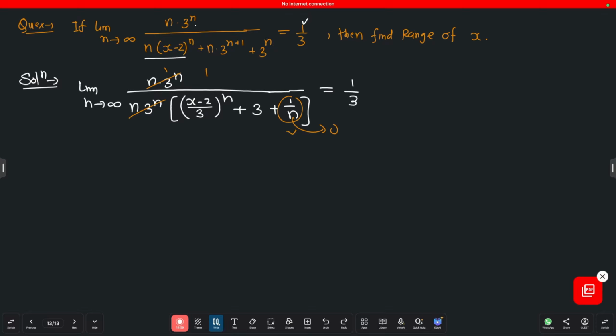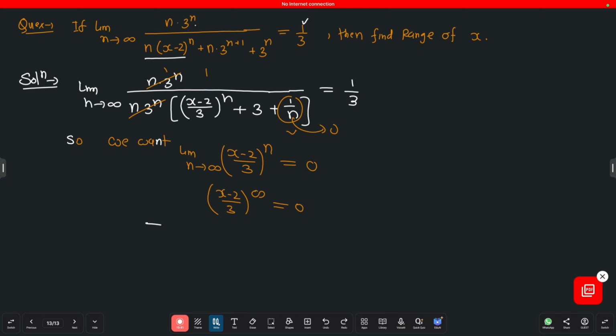This term is 0, so it means this term has to be 0, correct na? So what we want: limit n approaches to infinity, this term (x minus 2 upon 3) whole power n equals 0. Now put the limit, then it is (x minus 2 upon 3) power infinity is 0. And when power infinity comes 0, if your value is between minus 1 to 1, we discussed in basic things, if your number is between minus 1 to plus 1, then power infinity answer 0 comes.